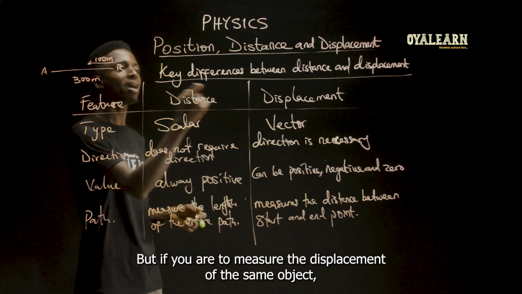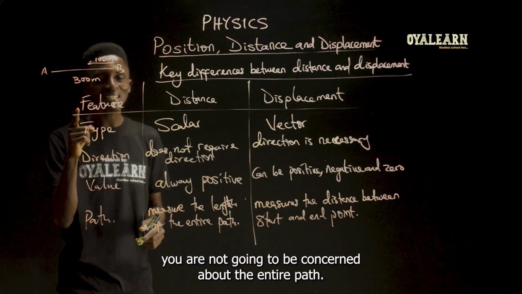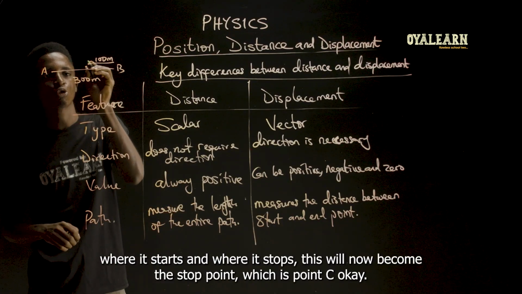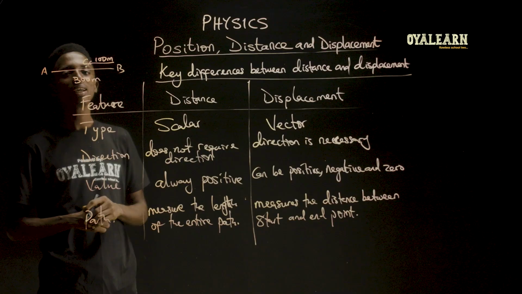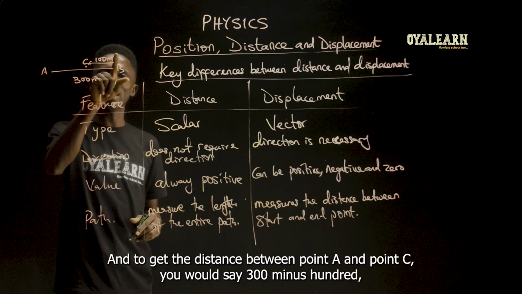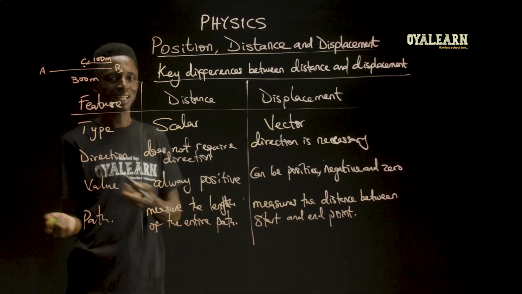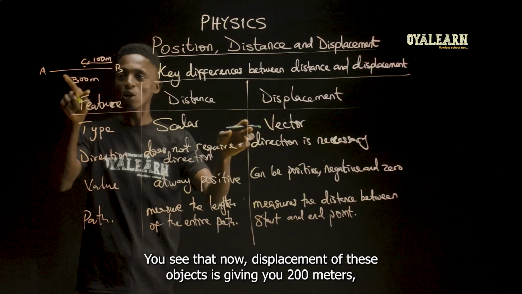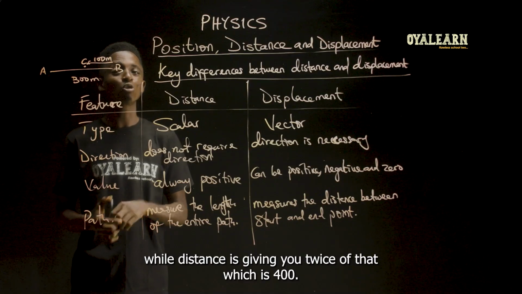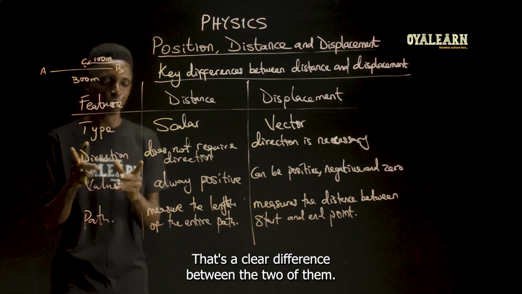But if you are to measure the displacement of the same object, you are not going to be concerned about the entire path. You look at where it starts and where it stops. This will now become the stop point, which is point C. Okay? And to get the distance between point A and point C, you will say 300 minus 100, which will give you 200 meters. You see that now? Displacement of this object is giving you 200 meters, while distance is giving you twice of that, which is 400. That's a clear difference between the two of them.